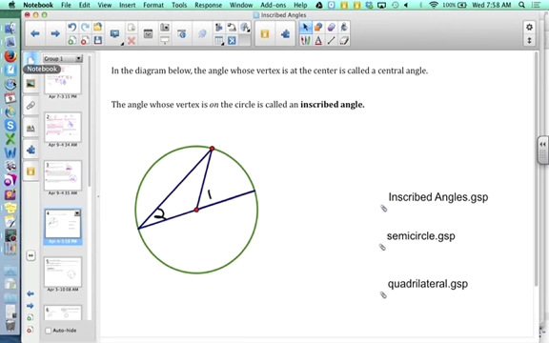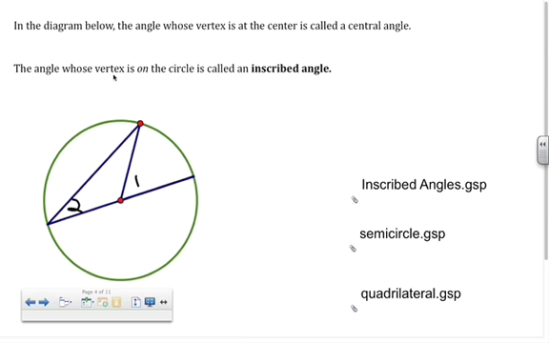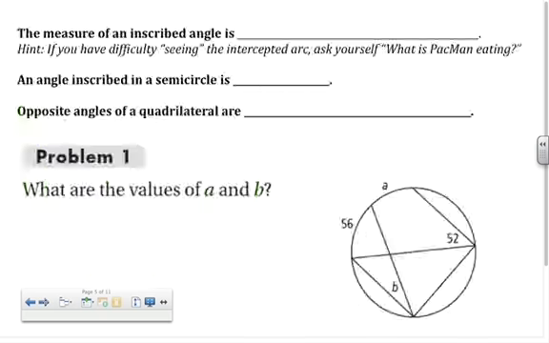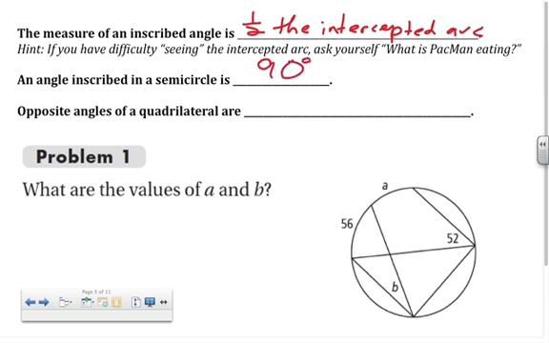So hopefully you've followed along with your notes and seen that the measure of an inscribed angle, as Grace just told us, is half the intercepted arc. And that an angle inscribed in a semicircle is 90 degrees, or a right angle. And then opposite angles of a quadrilateral are, what did we notice? We noticed that they were supplementary.